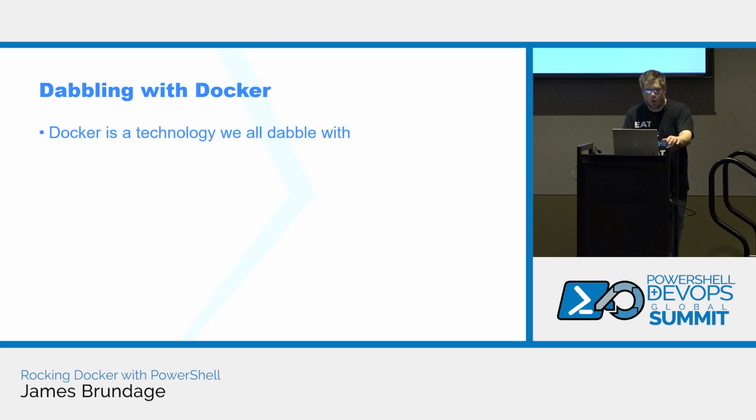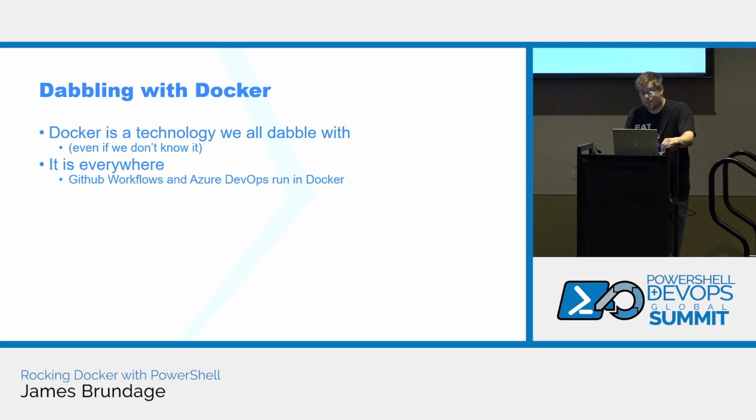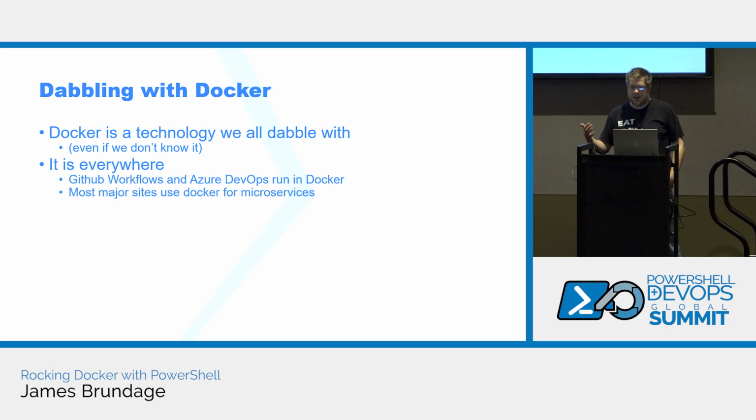Docker is a technology we all dabble with, even if we don't know it. It is everywhere. GitHub workflows and Azure DevOps run in Docker. You're using them, or your company is using them every day, whether or not you think of using Docker. Like, that's what a runner is. That's what it's running in. That's what a hosted agent is hosting. Major sites use Docker for microservices. Like almost every website you visit, at least some part of the page is being served to you from a container, from Docker. So it is everywhere.